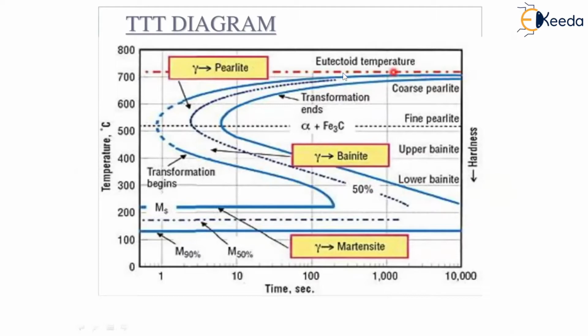You can see this red dotted line, which shows that this is the critical line. So you have to heat the material until it reaches above this line, which means it reaches its austenitic region. After that, you have to cool until it reaches this one, that means below the nose region.